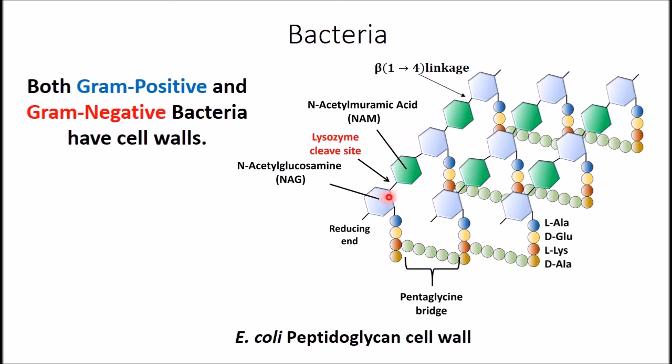And then coming off of some of these sugar residues is going to be an amino acid side chain. In this case, it's the 4 amino acid side chain: L-ala, D-glu, L-lysine, D-ala, irrelevant again. And then you have some amino acid bridge connecting the disaccharide units. In the case of E. coli, it's the pentaglycine bridge. And that's the basic structure, and this will repeat over and over and over, and that'll make up the peptidoglycan cell wall. It's called peptidoglycan because you have peptides and you have sugars, glycan.